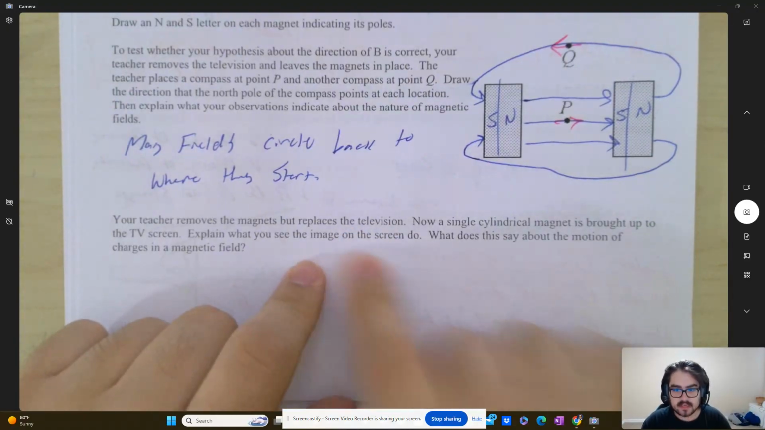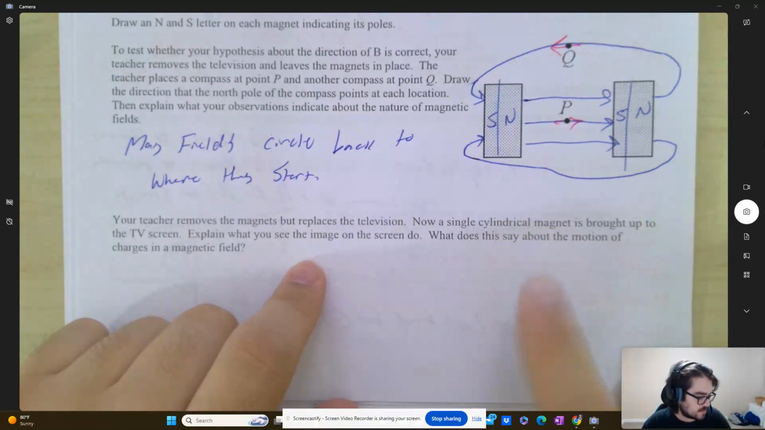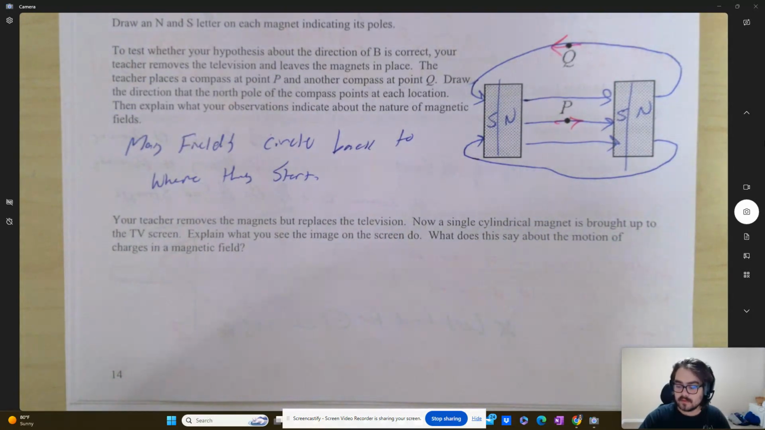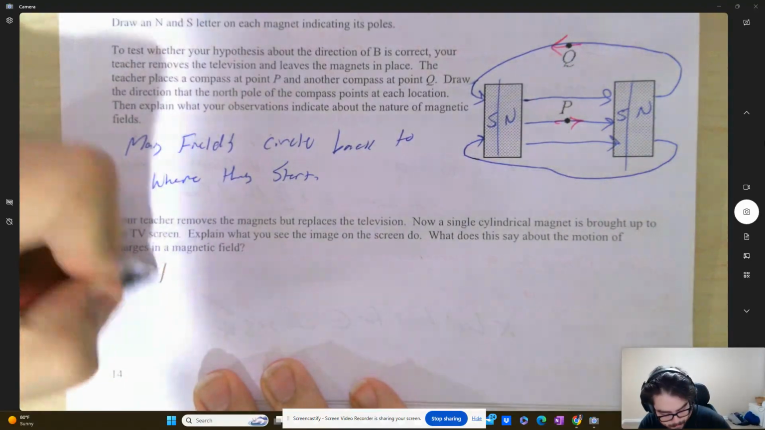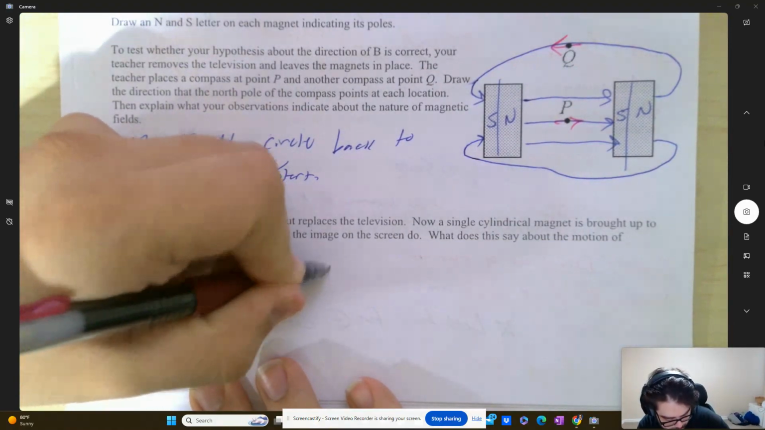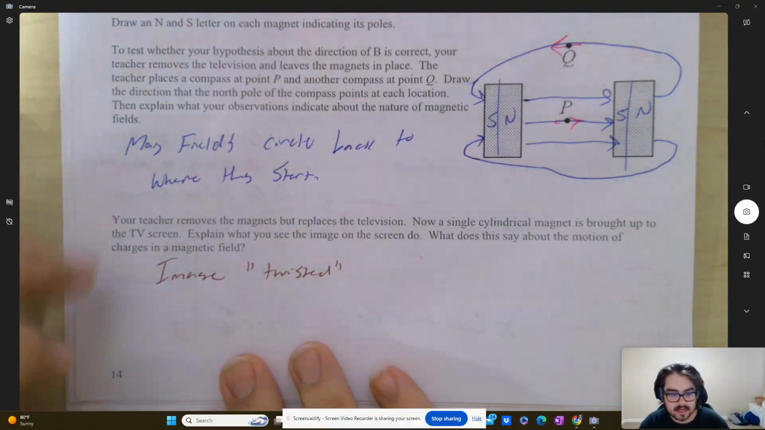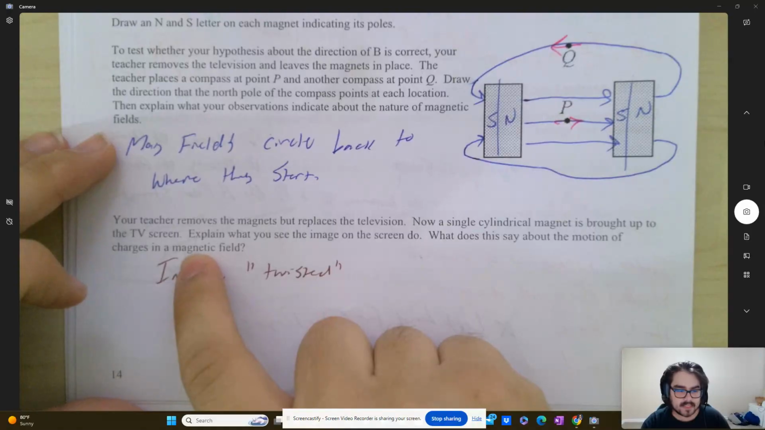Now, instead of using the two big bar magnets, we would instead use the cylindrical one, and this one's the one that you can find videos of really easily on the internet. But when you do that, like I said, you will see that the image kind of gets twisted. Okay, the image is twisted. And what that means for the image to be twisted is, so the motion of charges in a magnetic field. What does that mean, right?